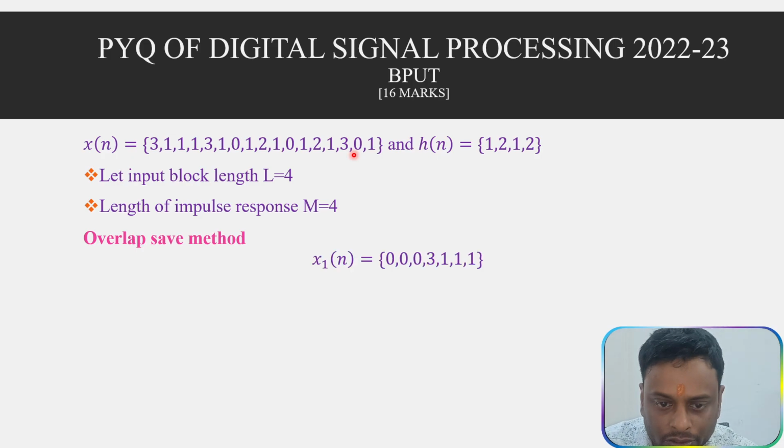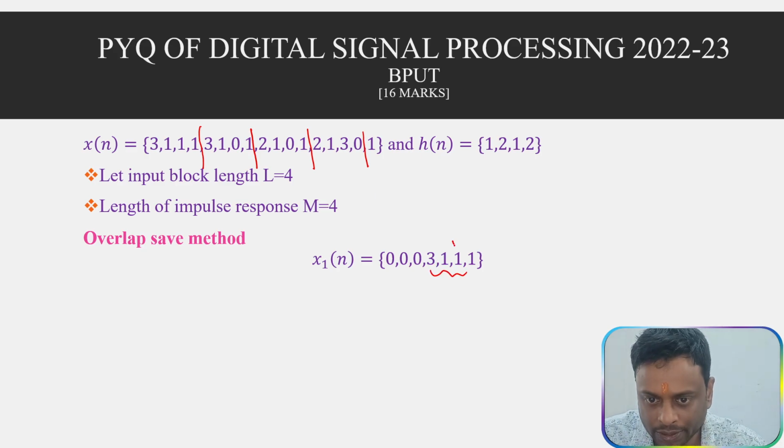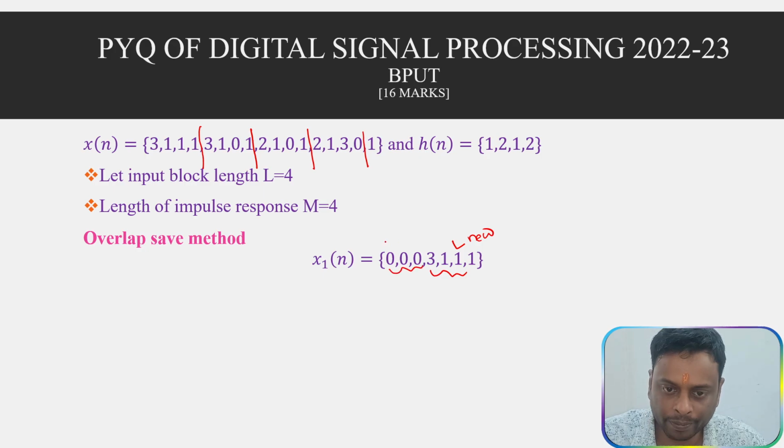Same method. So you can see over here, these are the m minus 1 zeros you have to add. So the new data points are these 4, having length 4. So this is the length of 4. This is the new L points, the L new data. These 3 are appended. M minus 1 zeros first you have to append. So there are 3 zeros you have to append.